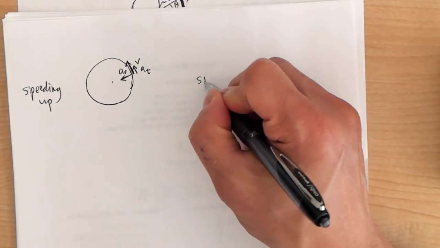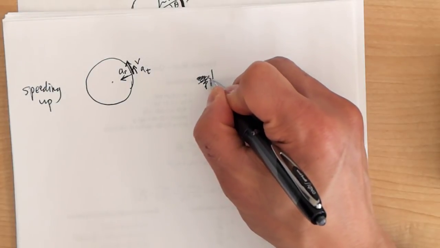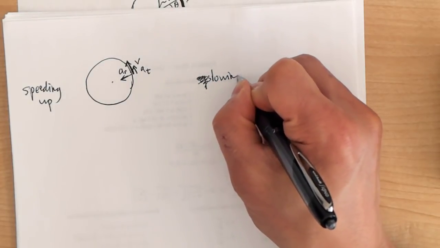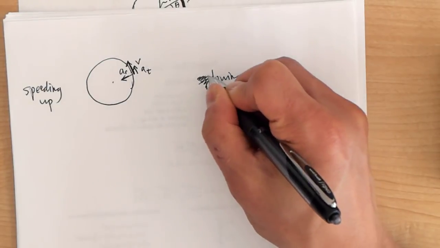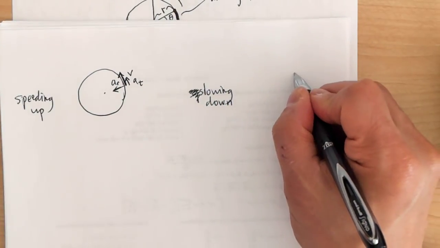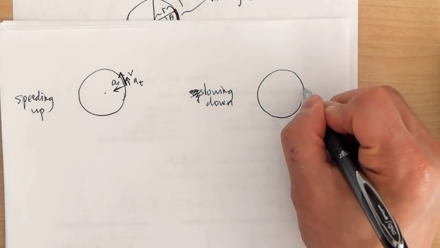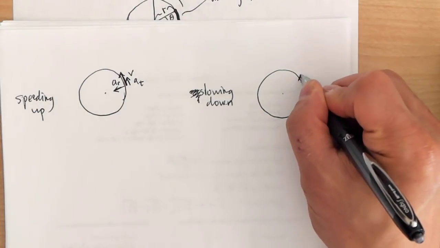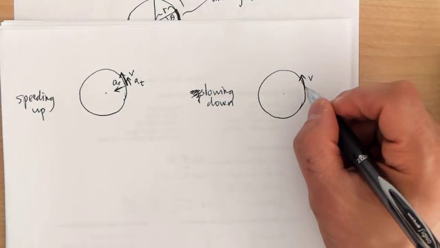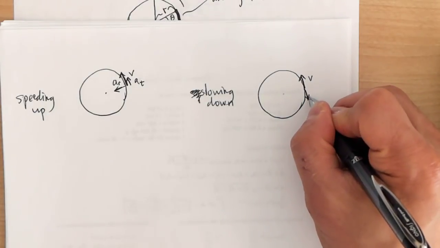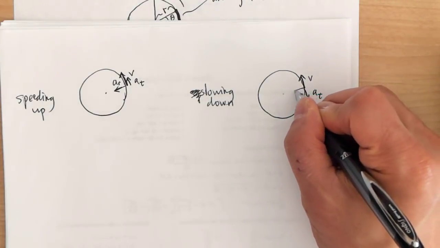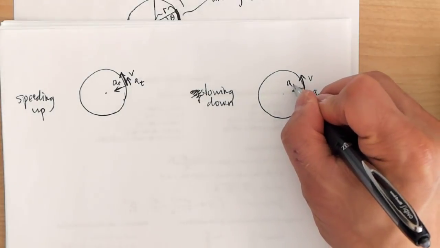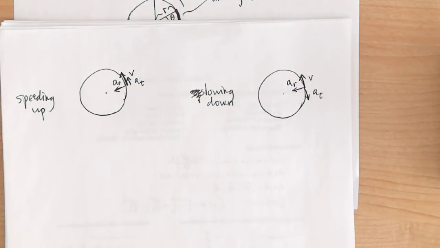But if it's slowing down, in that case it goes in the opposite direction. So when it's slowing down, v looks like this, but the tangential acceleration is pointing in the opposite direction. The radial component is pointing inwards towards the center of the circle again.